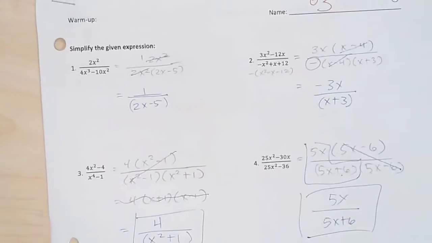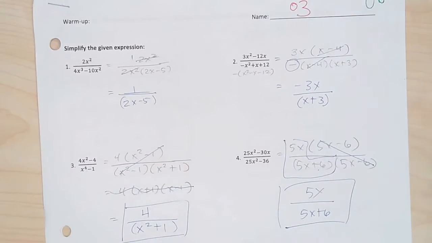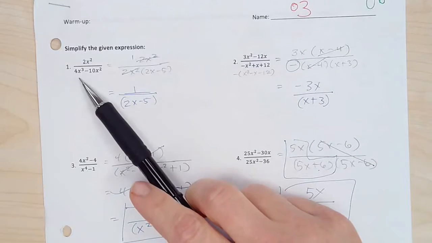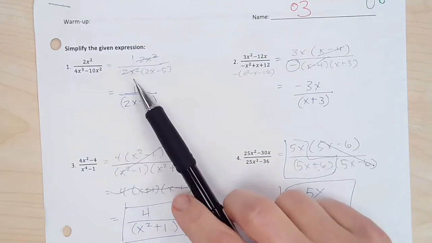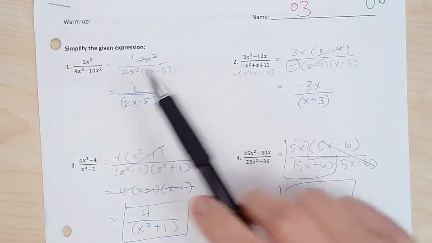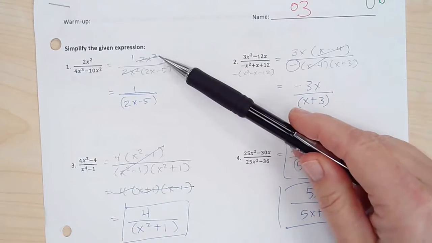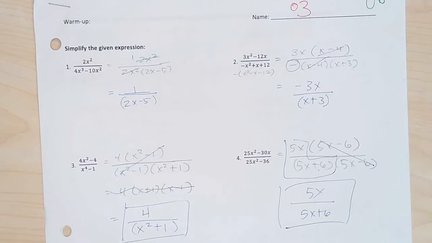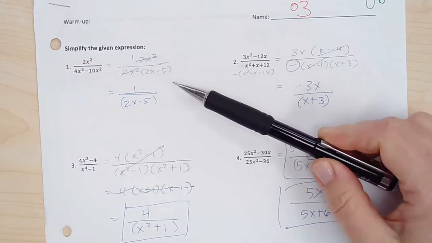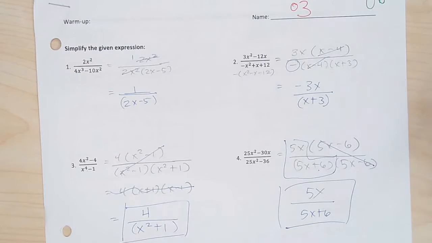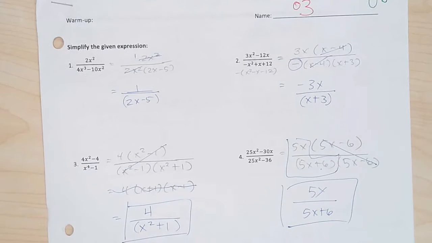Let's see what makes sense. Okay, so we need to factor out a greatest common factor from the denominator. That happens to be 2x squared, which then simplifies in the numerator, and we end up with 1 over 2x minus 5. We were not asked to state the excluded values, but it would be x cannot equal 5/2.